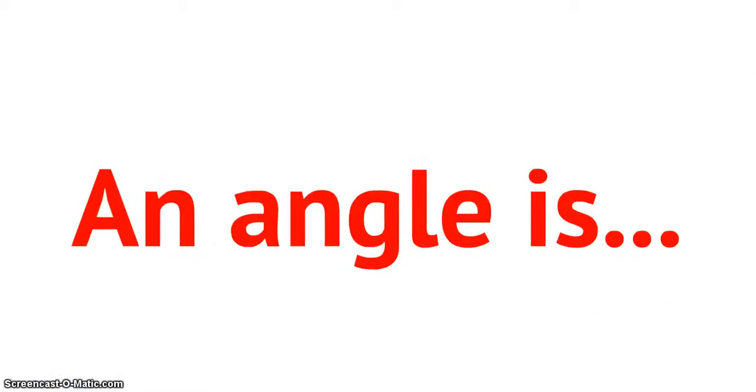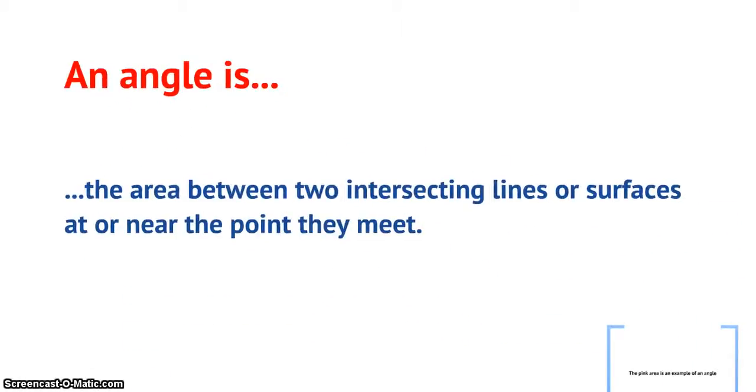An angle is the area between two intersecting lines or surfaces at or near the point they meet. Make sure you record all of this information on your homework sheet. This is one of the definitions you'll need to record. At any point, if you need to pause the video so you can write something down, feel free to do so.